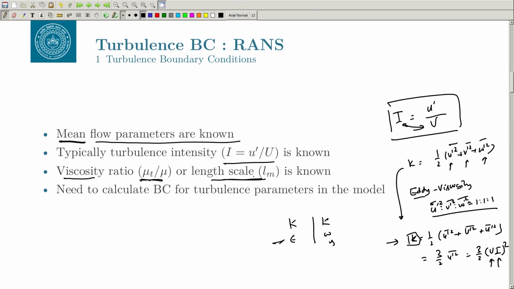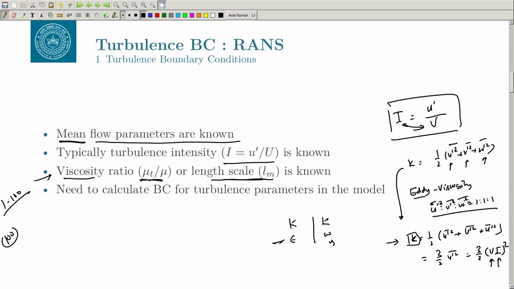Right. The viscosity ratio represents how much the estimated eddy viscosity is compared to the natural viscosity, this mu t by mu. So, that ratio can vary anything from 1 to let us say 100. Okay. 1 is basically where the eddy viscosity is equivalent to your normal, basically dynamic viscosity, and when it is 100 it means your eddy viscosity is 100 times higher than the dynamic viscosity in the boundary condition. Some information about length scale.